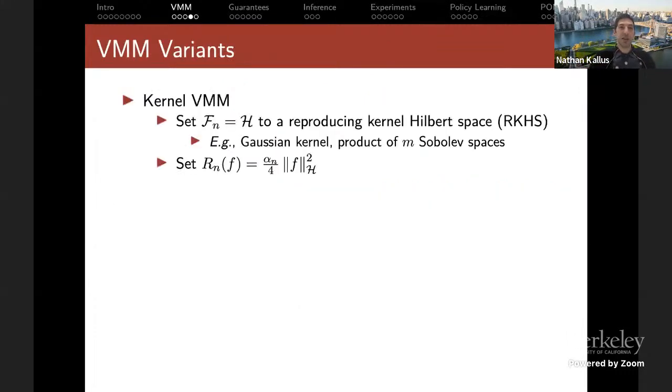Let's talk about specific variants of VMM. So one variant would be to instantiate everything with kernels. Let's say that H is going to be some reproducing kernel Hilbert space, or RKHS, for example, Gaussian kernel, product of M Sobolev spaces, whatever we want. We're going to set Fn to be this RKHS, independent of n, and we're going to set the regularizer to be given by the squared Hilbert norm of the function f. Okay, so that's one variant of VMM. This is the variant that we're actually going to focus on in the theory.